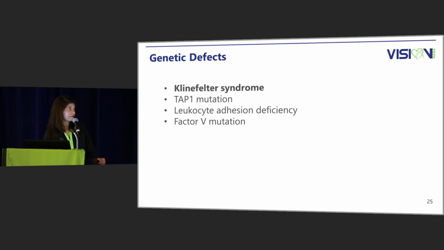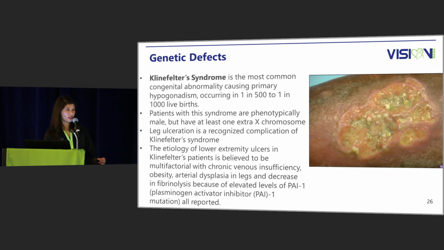Genetic defects: Klinefelter syndrome, TAP1 mutation, leukocyte adhesion deficiency, and factor V mutation. I chose Klinefelter's to talk about. It's the most common congenital abnormality, occurring in 1 in 500 to 1 in 1,000. Phenotypically male patients with an extra X chromosome.